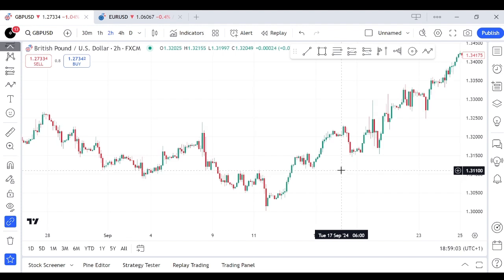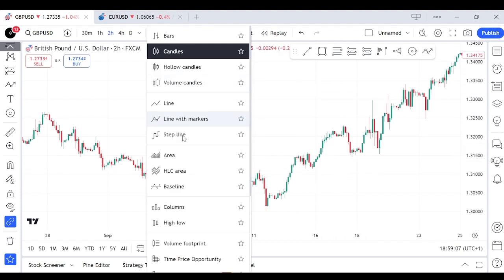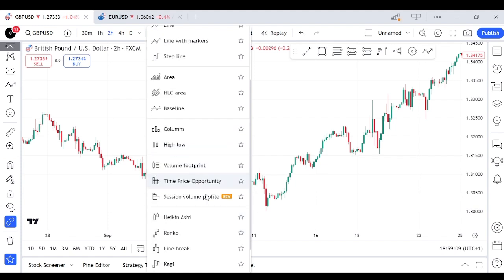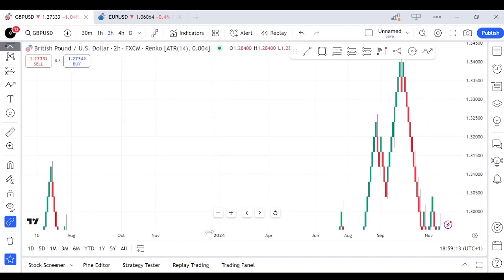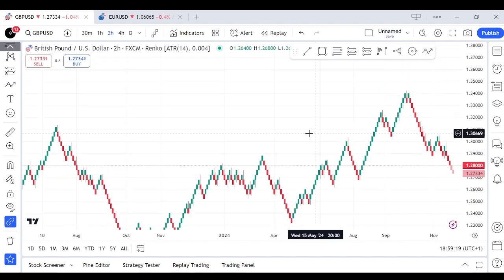So let's get started. Let me change the candle type to Renko bricks. So just going to see, this is Renko. Just going to click on that. And this is your Renko chart.